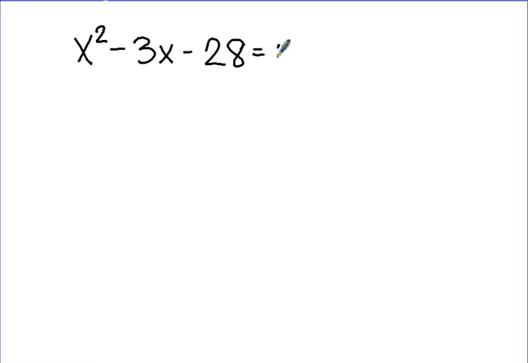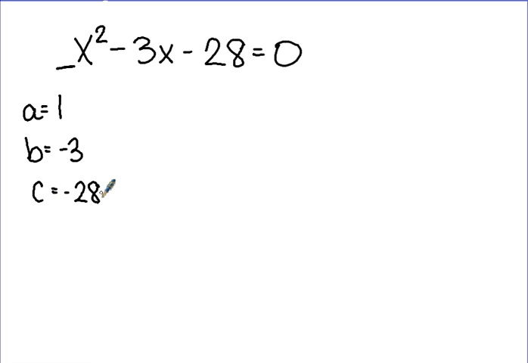Next one looks like this. We have x squared minus 3x minus 28 equals 0. The first thing we need to do is determine what our a, b, and c values are. Those are the coefficients or the constant terms. Our a should be right here. Since there's nothing there, it's understood to be 1. B is going to be negative 3, and c is going to be negative 28.